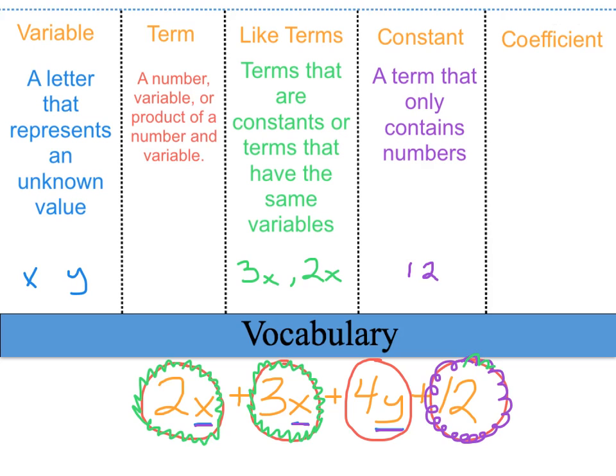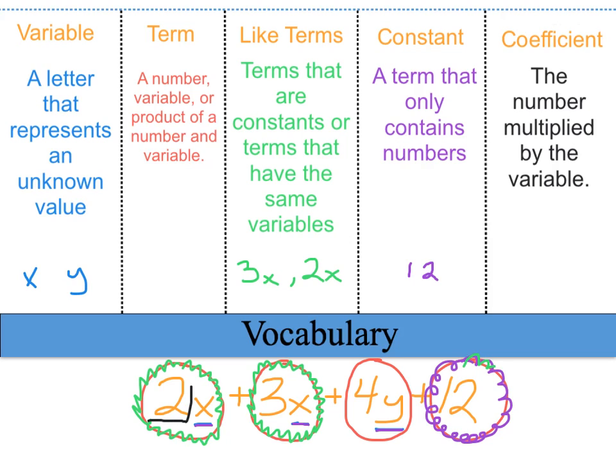The last part of our algebraic expression is called a coefficient. And the coefficient is the number multiplied by the variable. Or you can also look at it as the number in front of the variable. So the numbers in front of the variable would be 2, because 2 is in front of x. So that's a coefficient. Another coefficient that I have would be 3, because the 3 is the number in front of the variable. And another coefficient that I have would be 4, because the 4 is in front of the variable y. So all of those numbers are being multiplied by the variable.